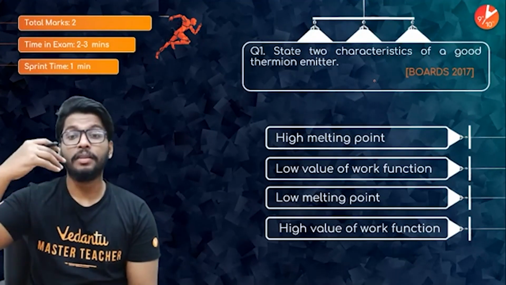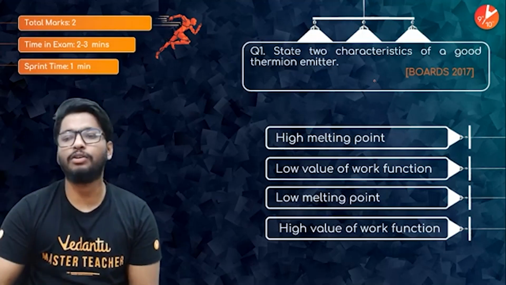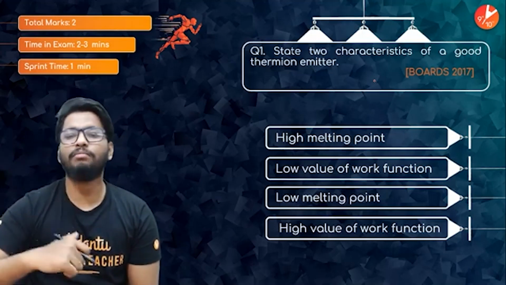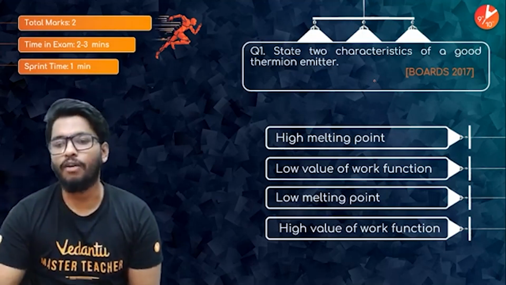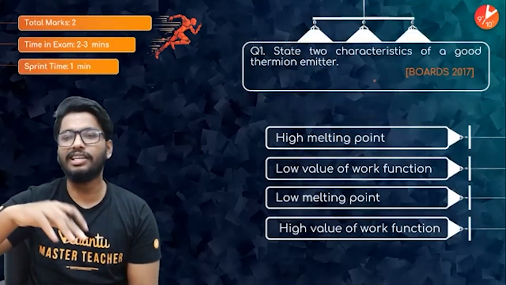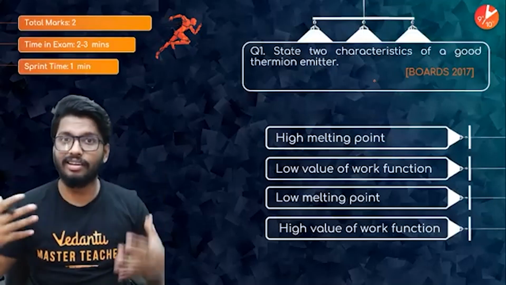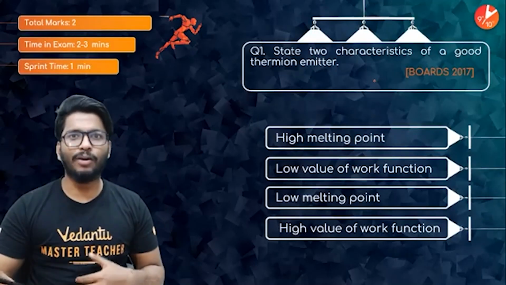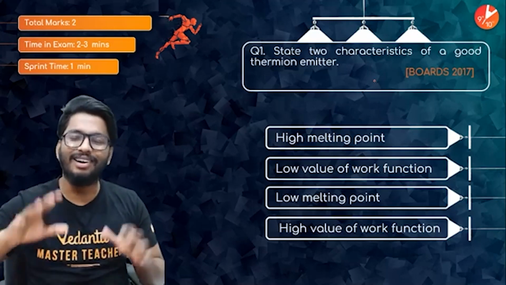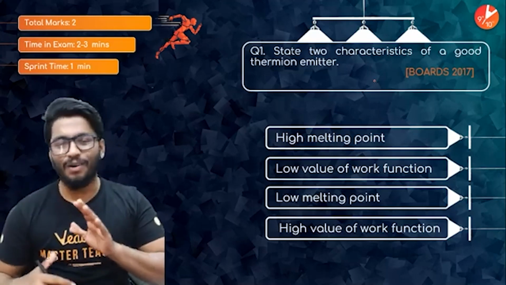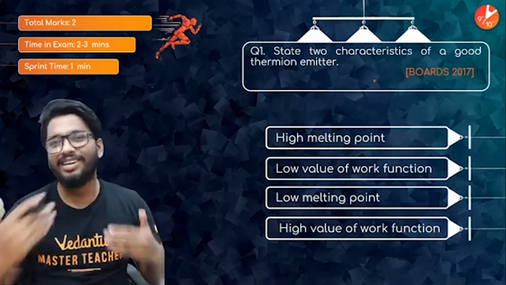The options are high melting point, low value of work function, low melting point, or high value of work function. You have to mention any 2 characteristics, guys. I'm going to give you 5 seconds now for all those who want a little more time to think. For every question, take your time, pause the video, and solve the question calmly. No rush, but here we'll try to do it as soon as possible.